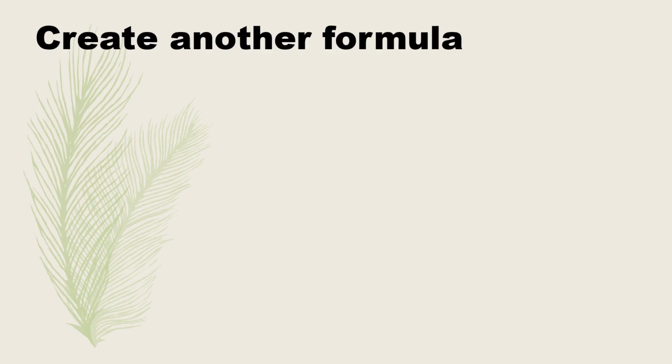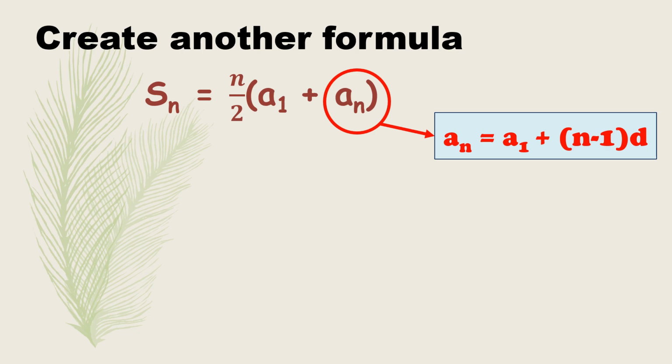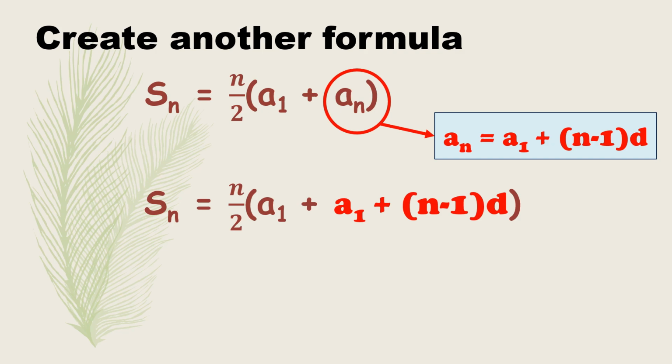What we're going to do is create a new formula for the arithmetic series. From our previous formula, S_n = n/2 times (a_1 + a_n), notice that we have a_n. In an arithmetic sequence, a_n can be solved using the formula a_n = a_1 + (n - 1)d. So we can replace the a_n in our S_n formula with a_1 + (n - 1)d, which will give us S_n = n/2 times (a_1 + a_1 + (n - 1)d).